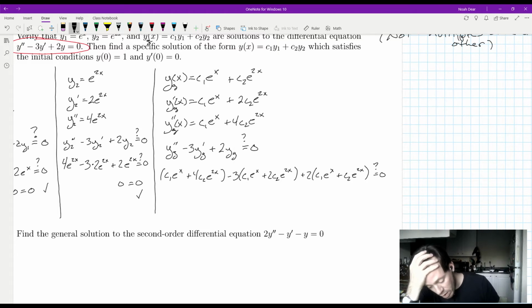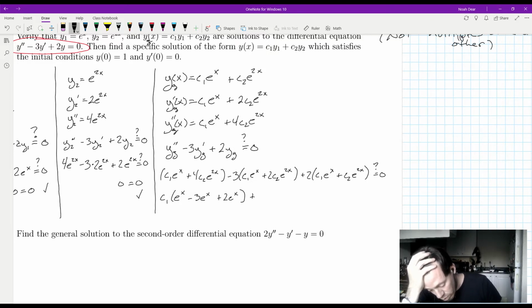So we're going to rearrange these. We're going to get a c1 times e to the x minus 3e to the x plus 2e to the x. And this is what we got when we plugged in y1 right here. This is y1 double prime minus 3y1 prime plus 2y1.